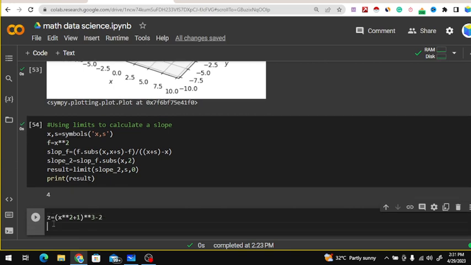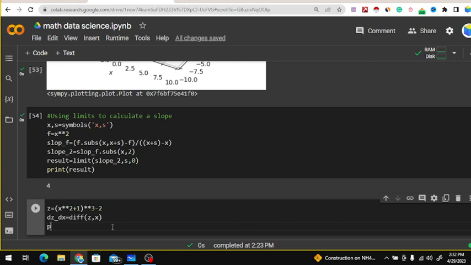Now we want dz by dx, so we are differentiating z with respect to x. It should be equal to diff(z, x), differentiating z with respect to x. Now print and write dz underscore dx.